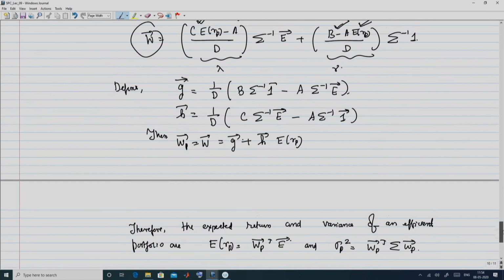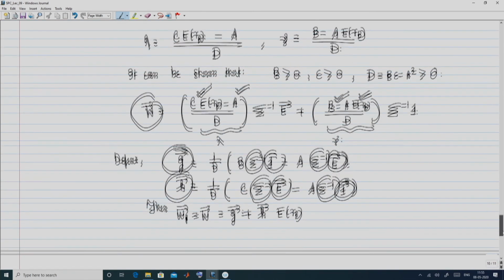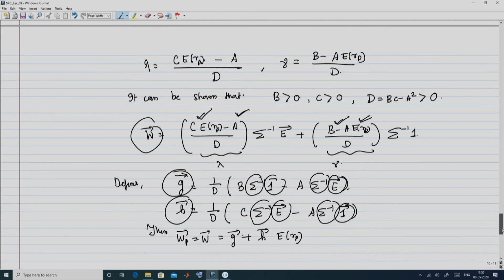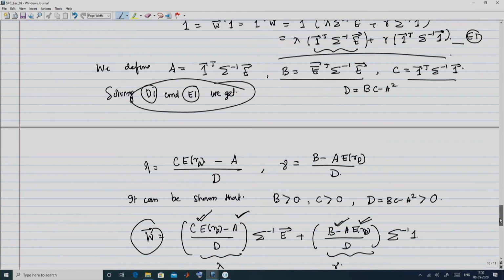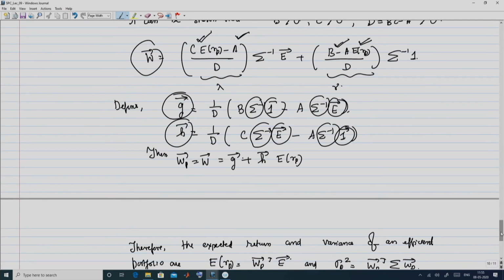Now, observe very carefully here, what does this term G comprise of? The term G comprises of sigma inverse 1 and sigma inverse E, and this term H comprises of sigma inverse E and sigma inverse 1. These are basically related to the expected return and the covariance matrix of the entire portfolio, and this A, B, C and D are again given in terms of this expected return vector, the vector of ones and the covariance matrix.